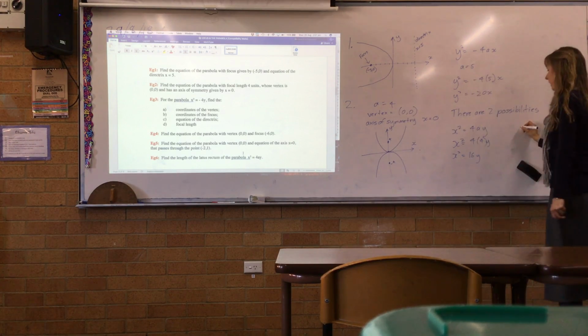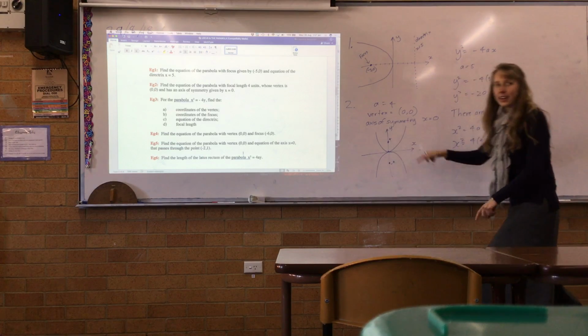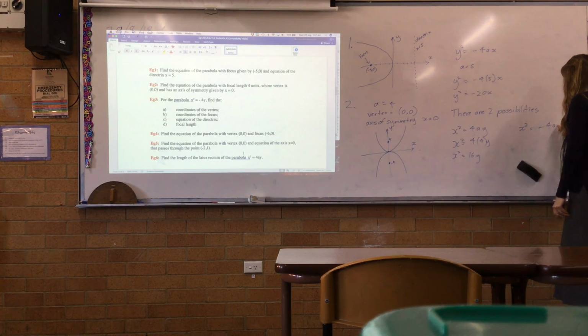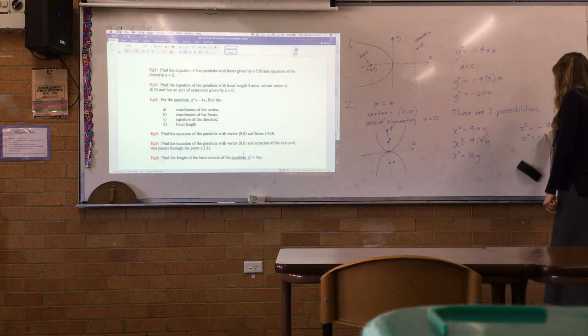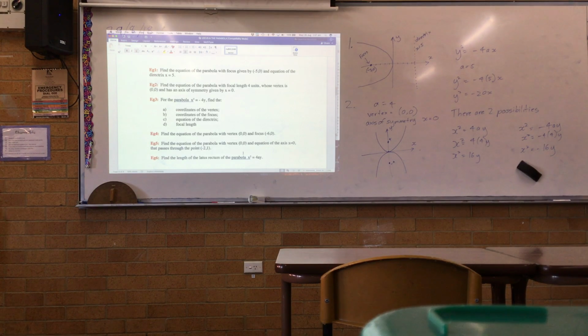Or the other possibility is x squared equals, the concave down one has a negative, so negative 4ay. We also know that a is 4, so x squared equals negative 4 times 4y, or x squared equals negative 16y. And there we have our 2 possibilities here: x squared equals 16y, or x squared equals negative 16y.